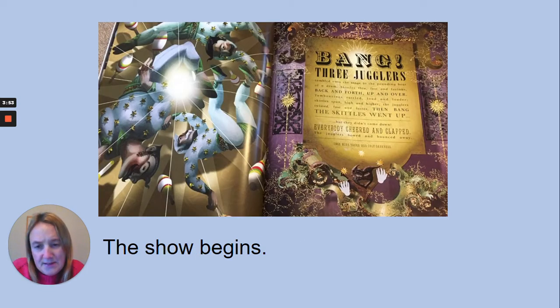And then this was the next page, and that dramatic bang and the 3 jugglers appearing, and the show begins. Actually, it was a few pages in after that we'd seen the characters sat in the tent, but we know the show is beginning and that dramatic action, but very simply it's just beginning.